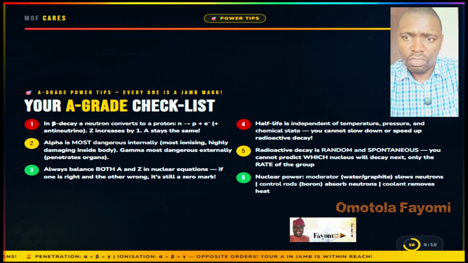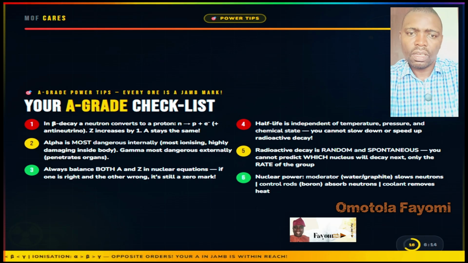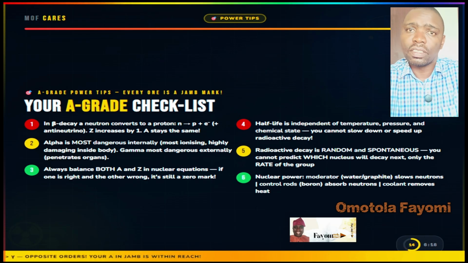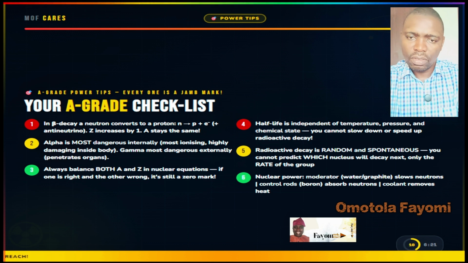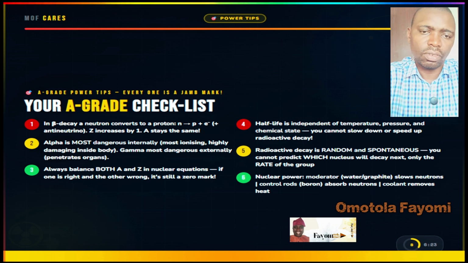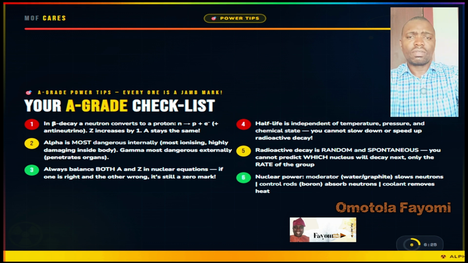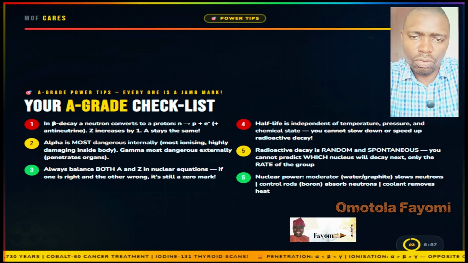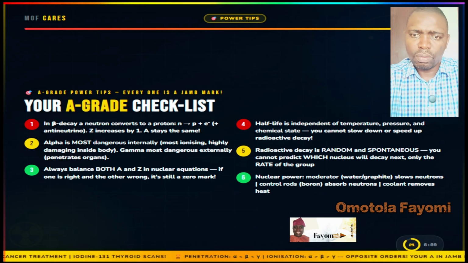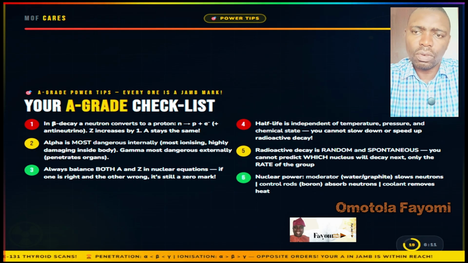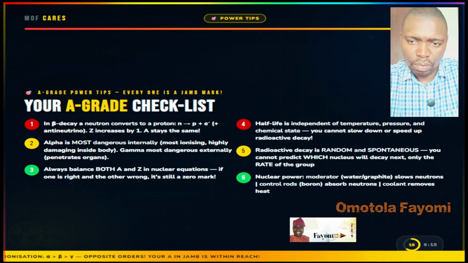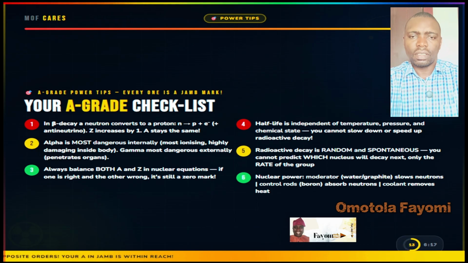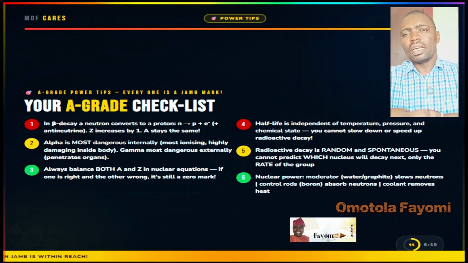4. No temperature change or physical process can change the half-life of a radioactive element. The rate of decay is determined purely by the nucleus and is a constant of nature. 5. Radioactive decay is fundamentally random and spontaneous. You cannot predict which specific nucleus will decay at what moment. You can only predict the rate at which a large population of nuclei will decay, which is where the half-life comes in.